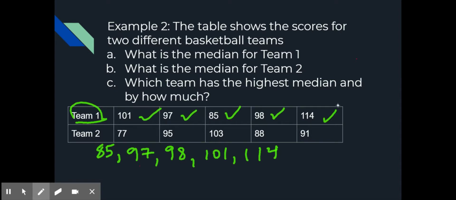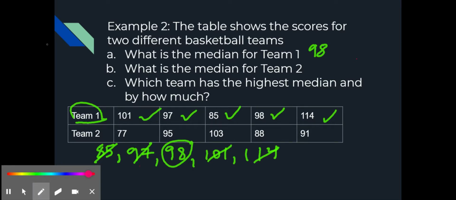But if you have a whole lot of numbers, the way that I like to do it is mark one off the left, one off the right. One off the left, one off the right. And then you get a middle number. Sometimes you'll get two numbers in the middle, and you'll see that coming up in a future example. But what you do is you just find the average between those two numbers, and that'll be your median. So here our median for team 1 is 98. Now let's do team 2.